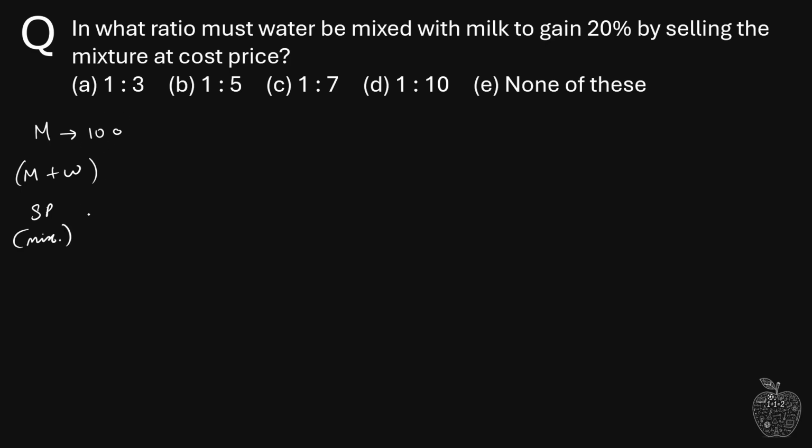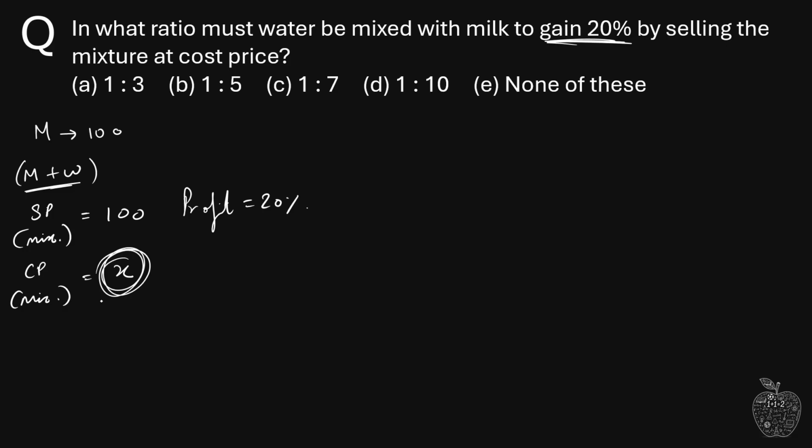Cost price here is 100, so the selling price will also be 100, and by selling this mixture at 100, a profit of 20% is made, gain 20%. But profit is always calculated on the cost price. So let's assume that the cost price of this mixture here is x, right? And this x is the entirety of 100%, and on this x 20% profit is made. So the selling price here will be 120% of this x.